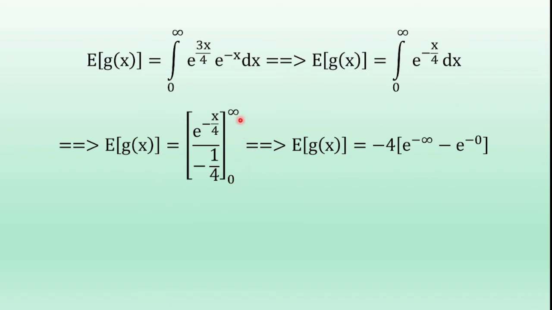Now substitute the upper value of x and the lower value of x, we get: 1 by minus 1 by 4 is minus 4, into substitute upper value of x, e^(-infinity), minus substitute lower value of x, e^(-0). The e^(-infinity) value is 0, e^(-0) value is 1. So therefore the expectation of the function g(X) is 4. So this is the example of expected value of the function g(X).